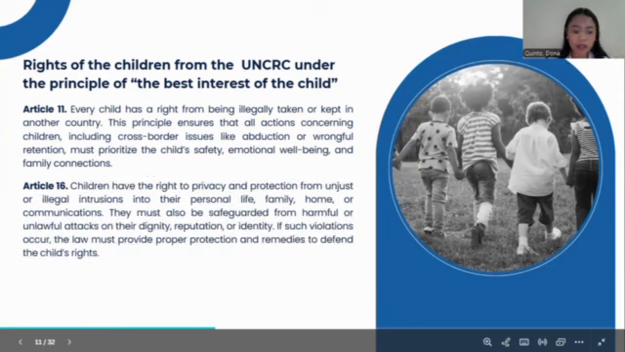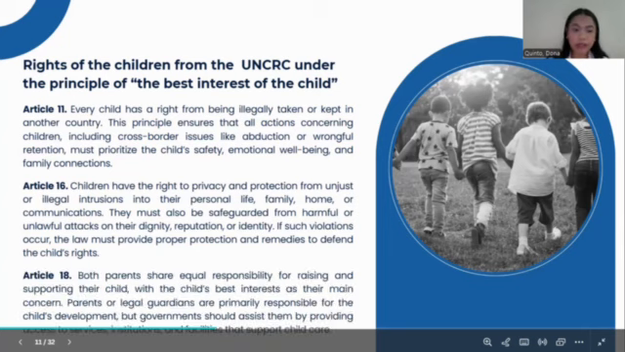Next is Article 16. Children have the right to privacy from unlawful intrusion or attacks on their personal life, dignity, and identity, with legal remedies to uphold and defend these rights. So clearly, it is under the best interest of the child. Next is Article 18. It affirms that both parents share equal responsibility for raising the child with the child's best interest as the guiding priority, while the governments must support families by providing access to child care services and resources. Also, this is under the best interest of the child as it ensures that children receive nurturing and support from both family and state.